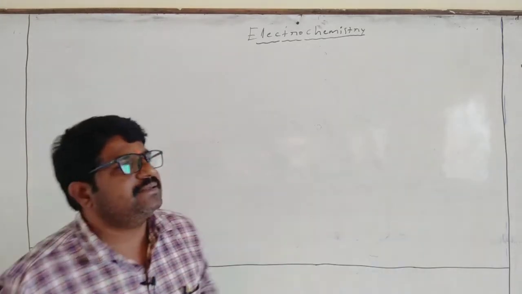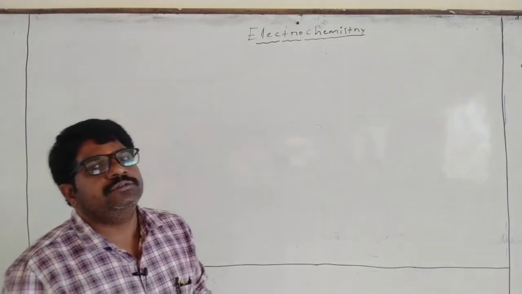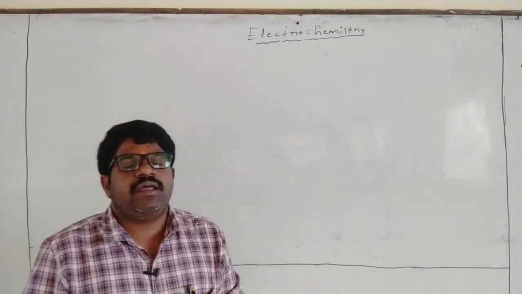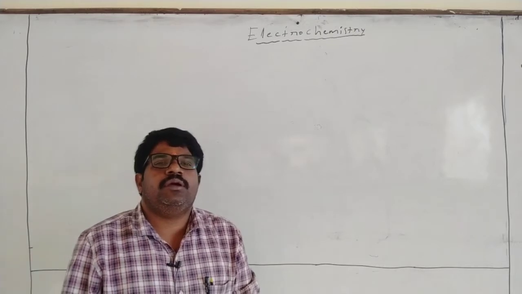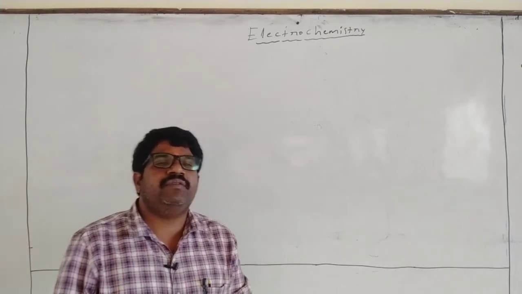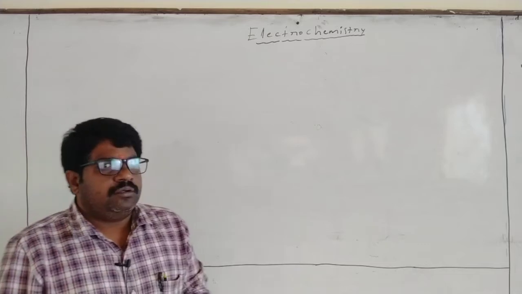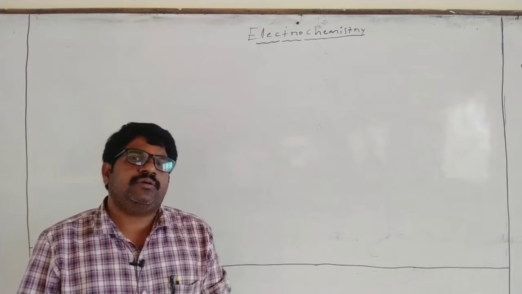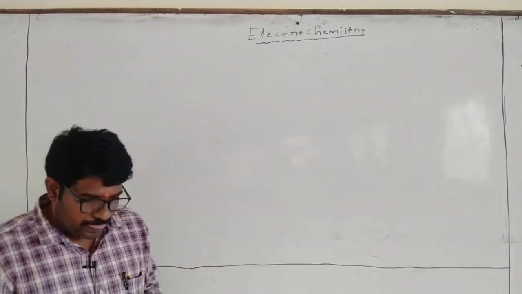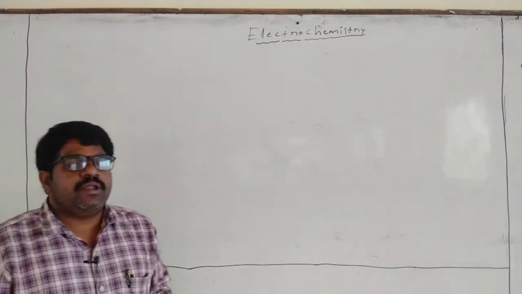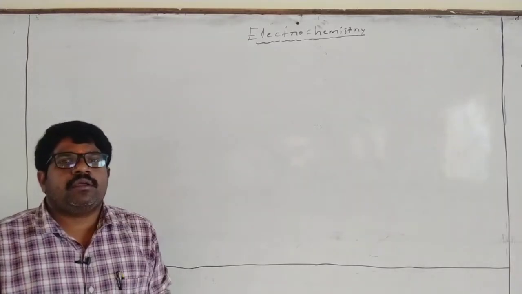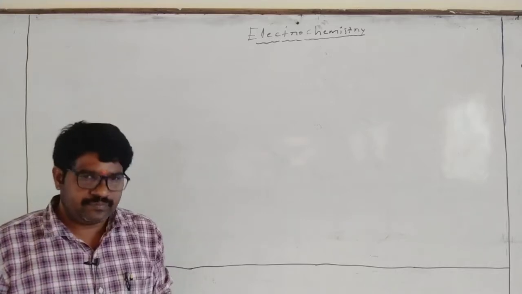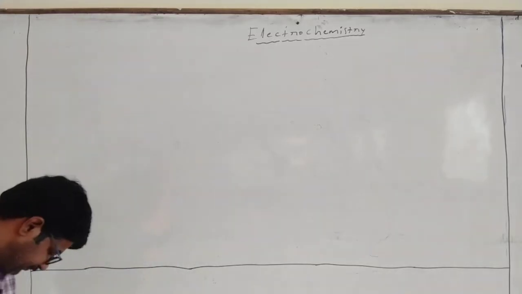So yesterday we discussed how to represent a galvanic cell, how to calculate the standard electrode potential, that is the EMF of the cell, and we discussed the standard hydrogen electrode. Now today I have to explain about the electrochemical series.